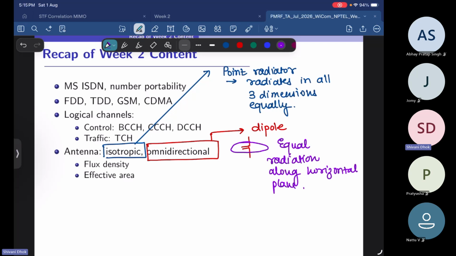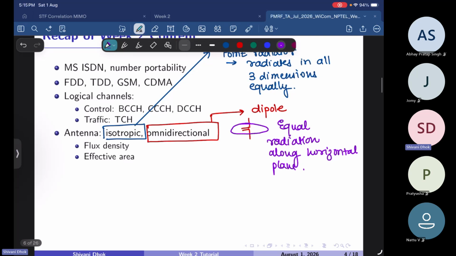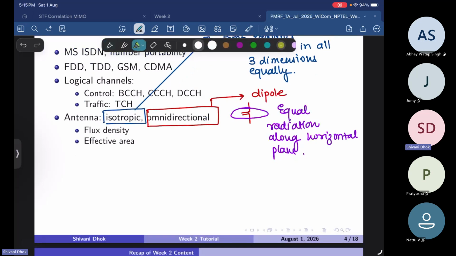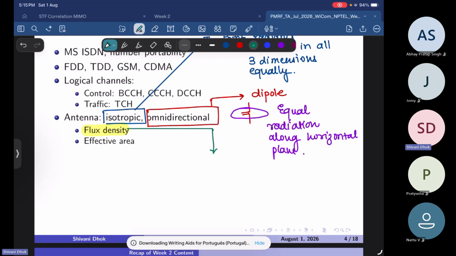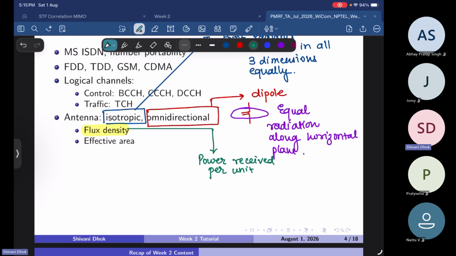Then we looked at a quantity known as flux density. What do we mean by flux density? Flux density is nothing but the power received per unit area. The flux density at a distance r is Pt divided by 4 pi r squared, and this is for your isotropic antenna.